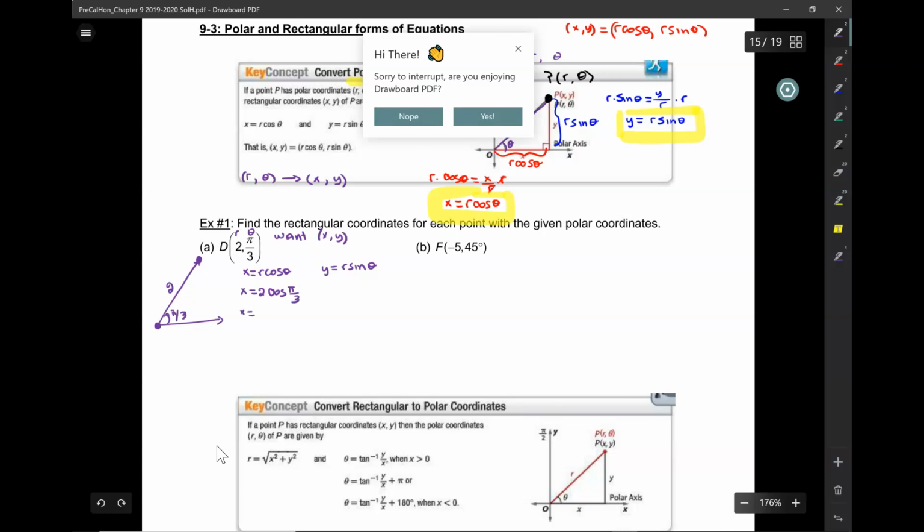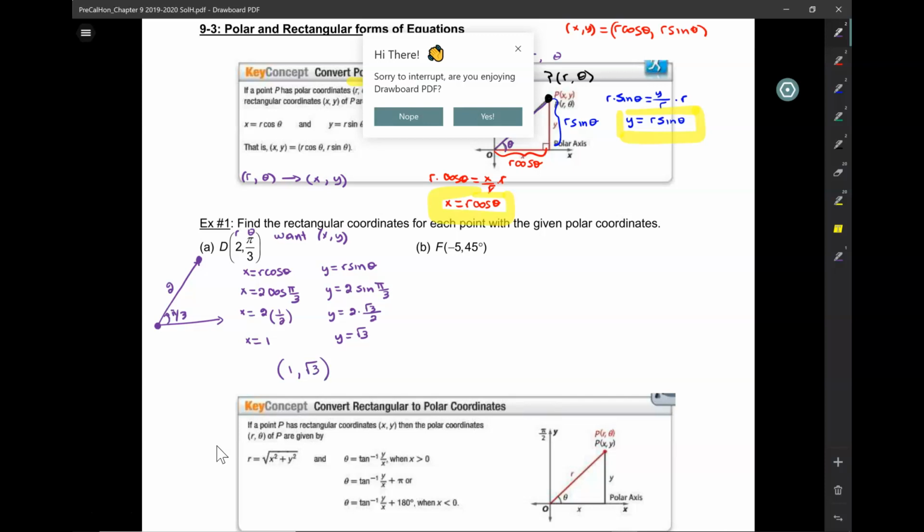And so x is equal to 2. What's cosine of pi over 3? That's right, it's 1/2. So x is equal to 1. Well, what about y? Y is 2 sine pi over 3. Y is equal to 2 times sine of pi over 3, which is root 3 over 2. So y is root 3. That means, what are the rectangular coordinates for this? 1 comma root 3.